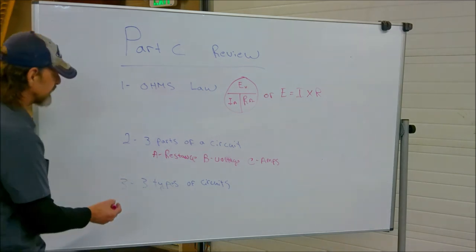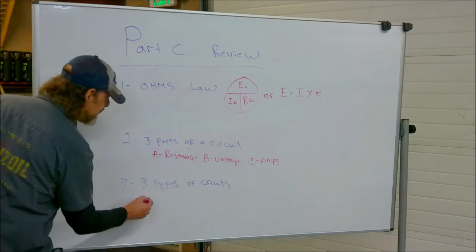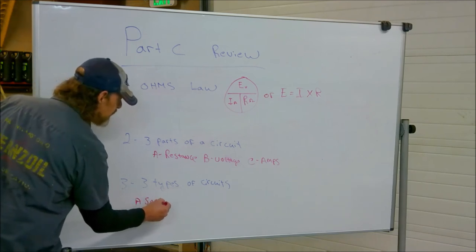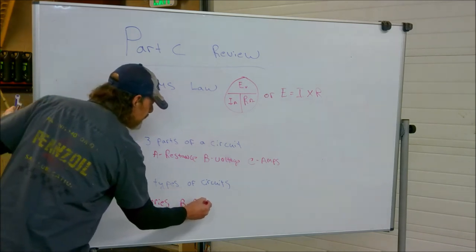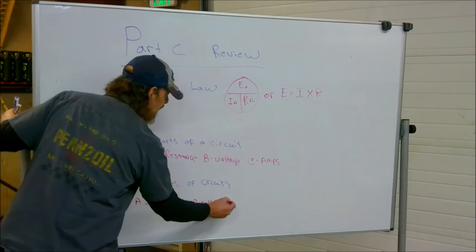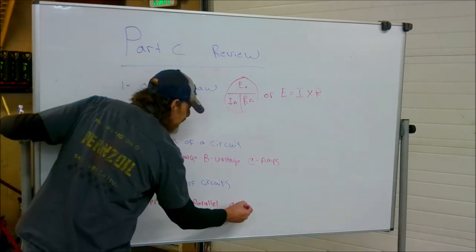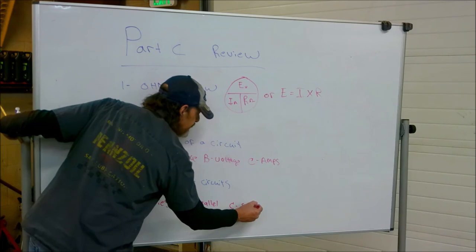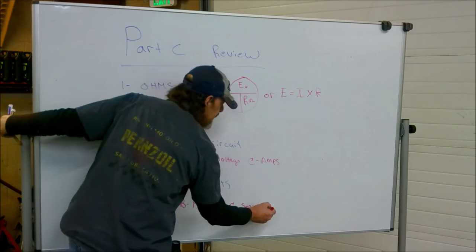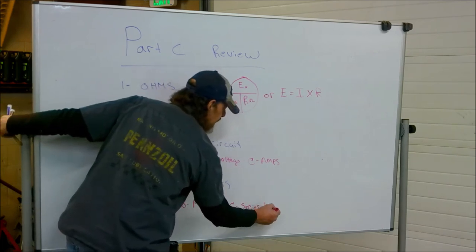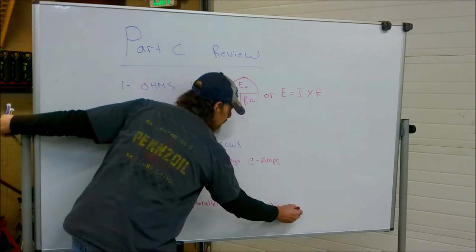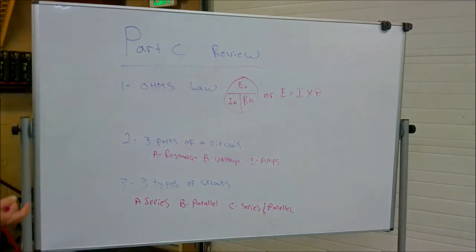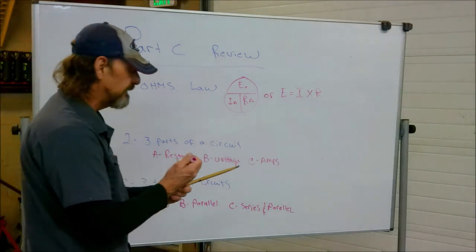Three types of circuits. There's a series, A. There's a parallel. And there is a C, a both series and parallel circuit. Okay, that is a basic idea of the review that we had yesterday. Now, let's keep going here for a moment.